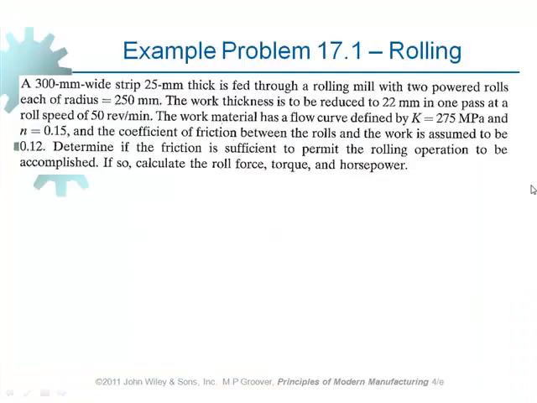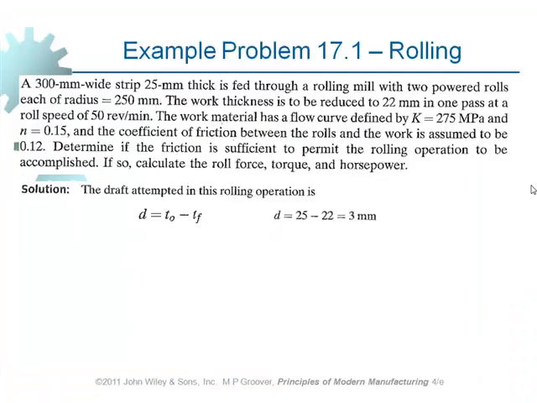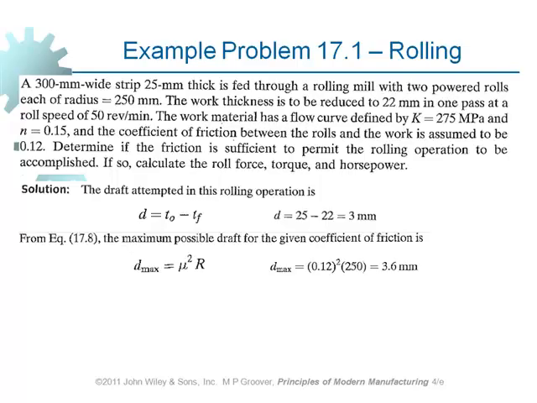Yep. So, first we've got to compute the draft, which is, for this given case, the difference between the initial and final thickness, 3 millimeters. And by making use of that given equation, which tells us about maximum draft, because coefficient of friction is given and radius of the roll is also given, we can compute maximum draft to be equal to 3.6. If this value is greater than the desired draft, then the process is possible.